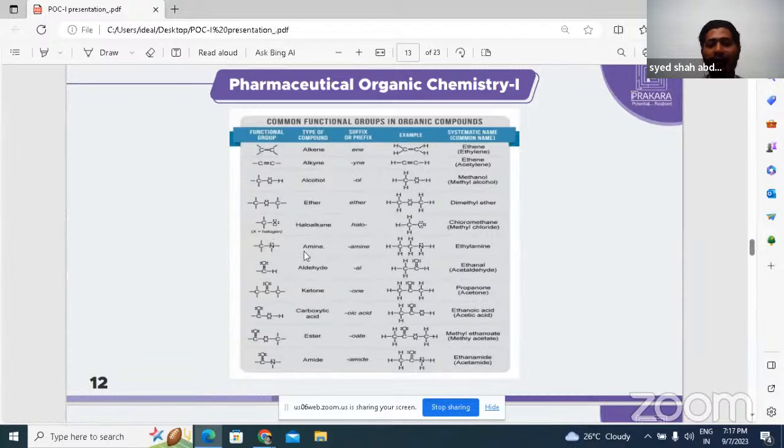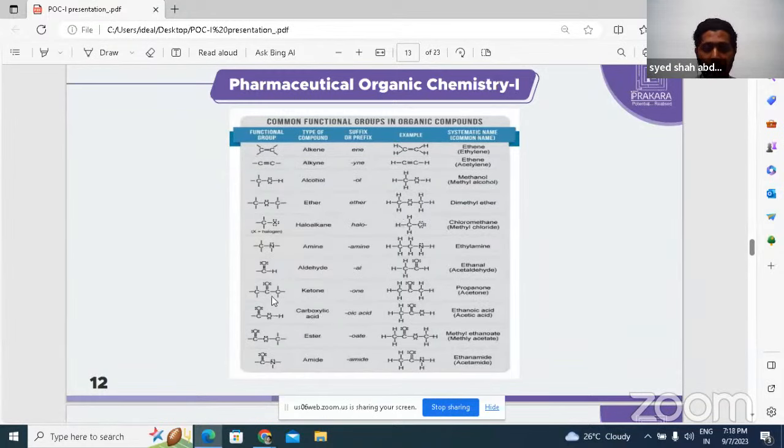haloalkanes. Okay, and amines: when an amine group, like ammonia, NH2, has been attached to the carbon, then we call them amines. And aldehyde, C double bond O H, that is an aldehyde. So you might be knowing about the suffixes or prefixes. Alkenes will get "ene", alkynes will get "yne", alcohol "ol", ether will get "ether" or methoxy or alkoxy sometimes.